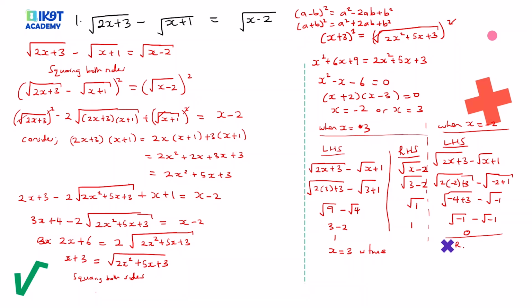Then I say right hand side. What's the right hand side? X minus 2. What's our value of x this time? This is -2 minus 2. And this is square root of -4. So you realize that right hand side is not equal to left hand side. So x is not equal to -2.